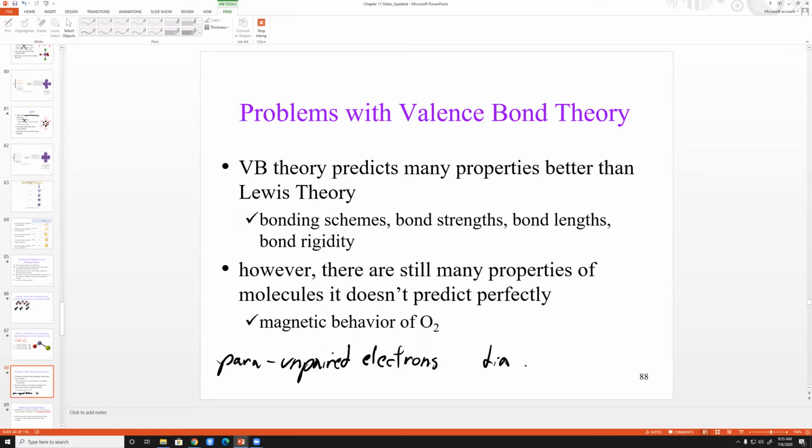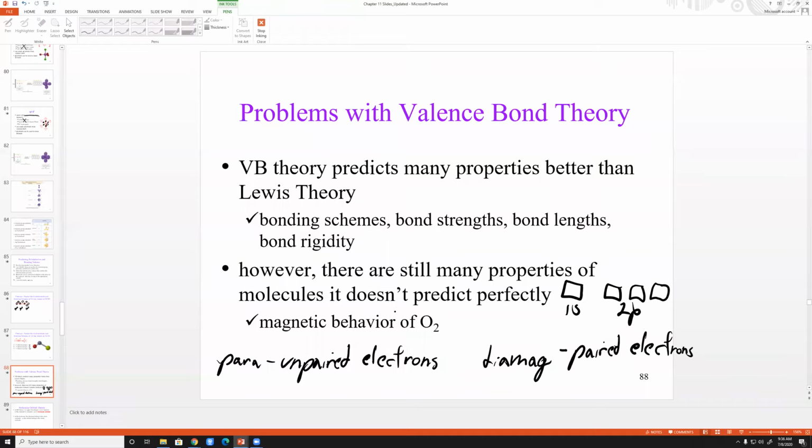And then diamagnetic is going to be when you have all paired electrons. Our molecular orbital diagrams would have the 1s with the box and then the 2p with the boxes, like these, but they couldn't perfectly represent whether a molecule was para or diamagnetic.